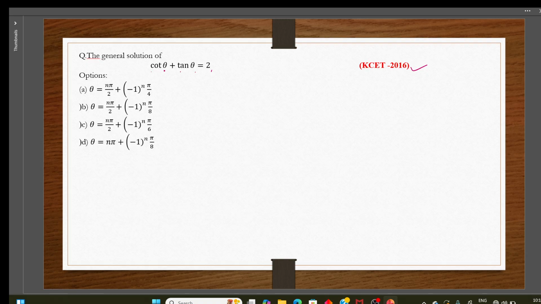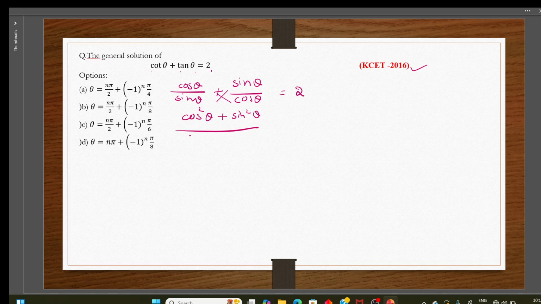Here we need to find the general solutions of theta. General solution of cot theta plus tan theta is equal to 2. First simplify this: cot theta is cos theta by sin theta, and tan theta is sin theta by cos theta, equal to 2. Apply cross multiplication: cos square theta plus sin square theta by sin theta into cos theta is equal to 2.